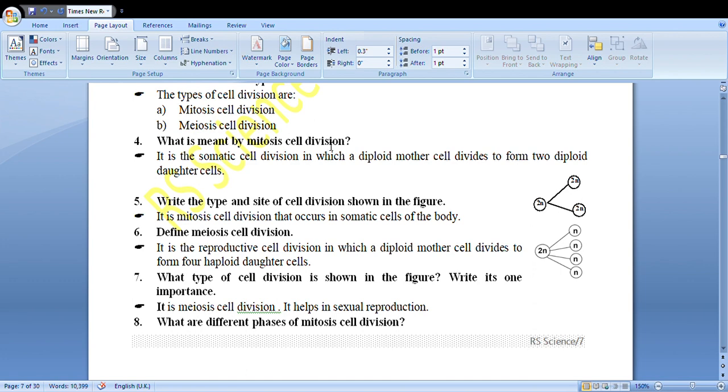What is meant by mitosis cell division? It is the somatic cell division in which a diploid mother cell divides to form two haploid daughter cells.